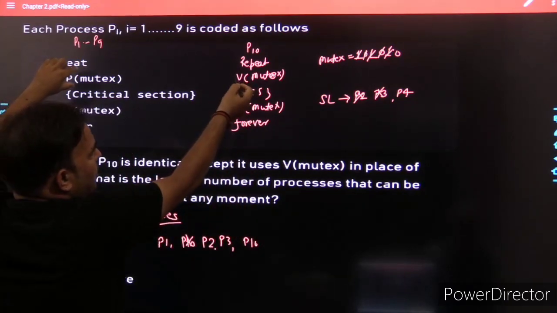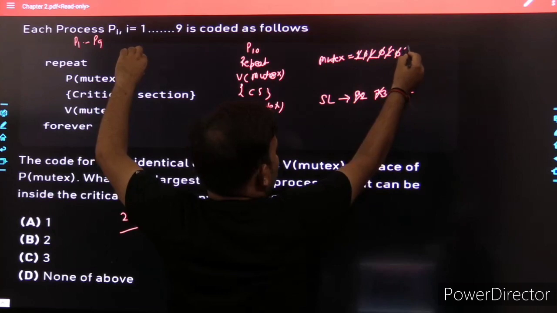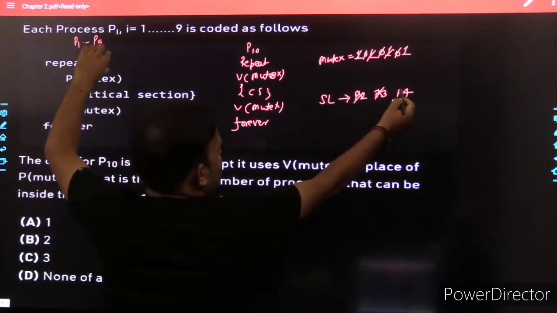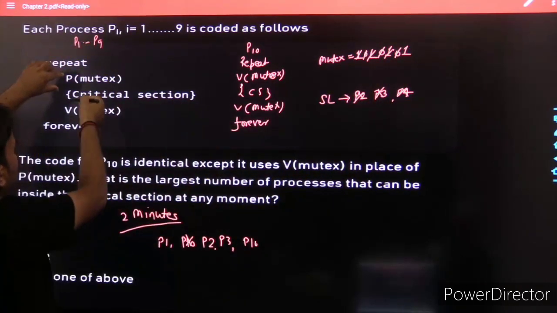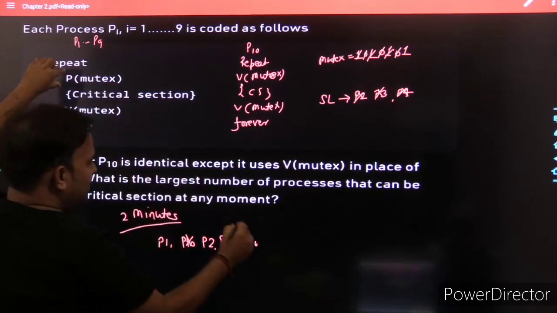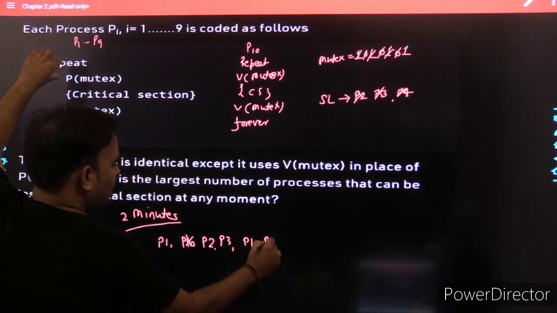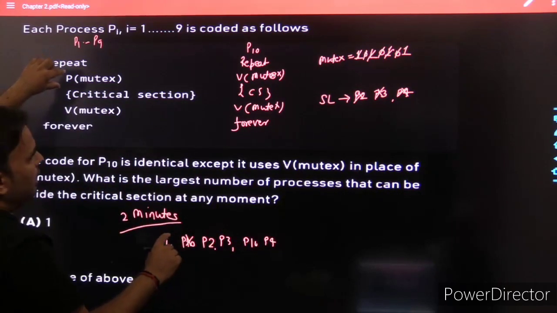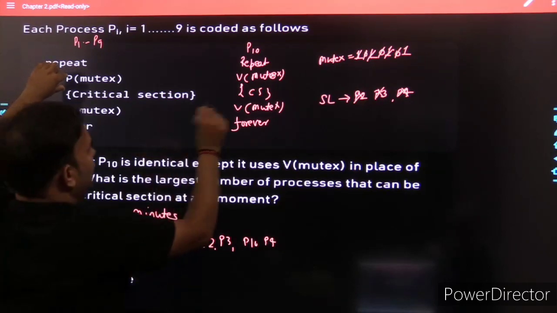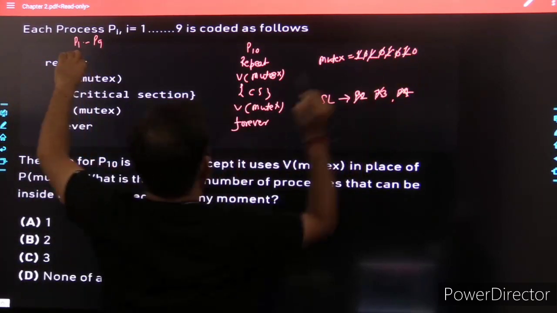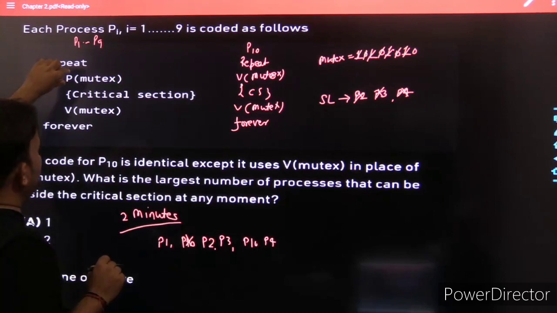It will perform the up operation, so it will make this 0 to 1, and it will make this P4 process. Now P4 will try to enter into the critical section. Yes, definitely it will enter, and it will make this 1 to 0. P4 makes this 1 to 0 by performing the down operation.